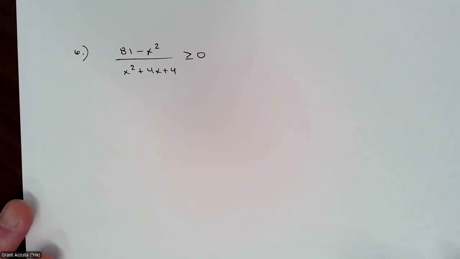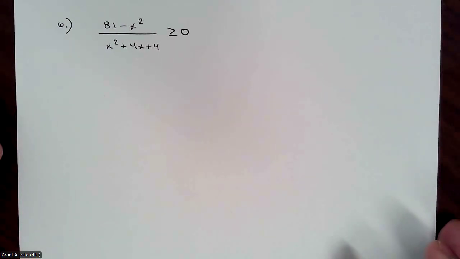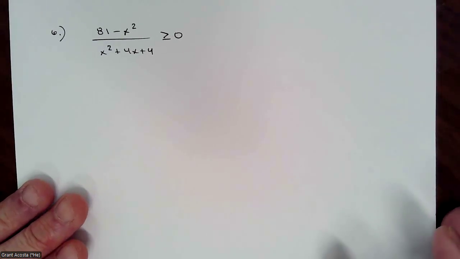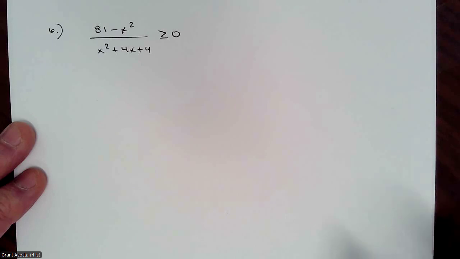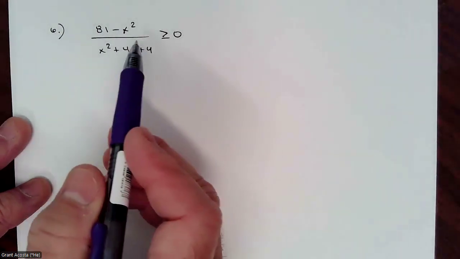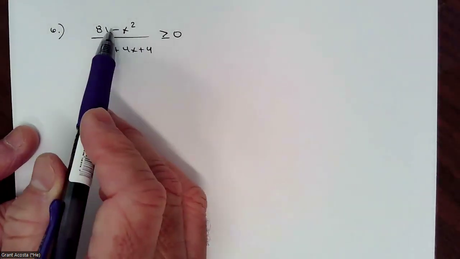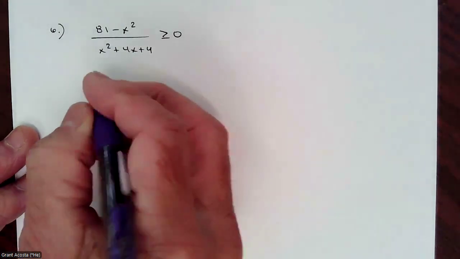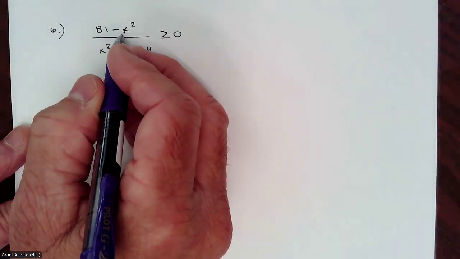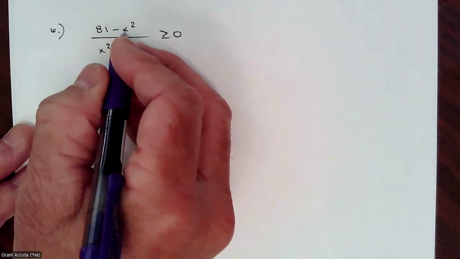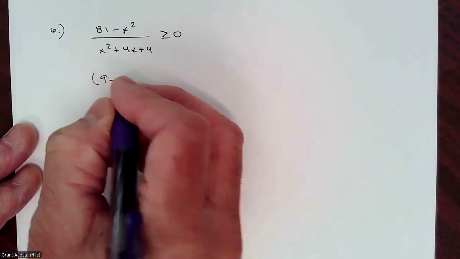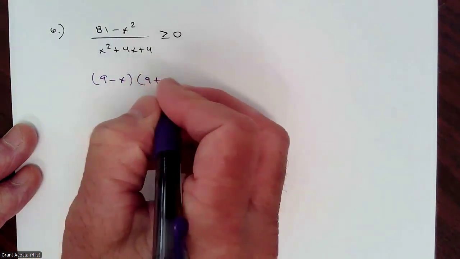All right. Now we've got some fractions here. And the way we'll approach it if it's a fraction is really just the same, but we just have to keep one other thing in mind, which we'll get to here. So we'll start by factoring as much as possible, top and bottom. 81 minus x squared is a difference of squares. That's 9 squared minus x squared, so it's going to factor into 9 minus x times 9 plus x.